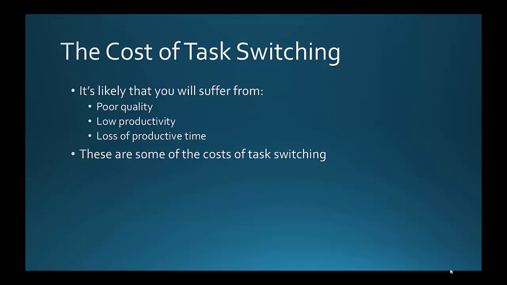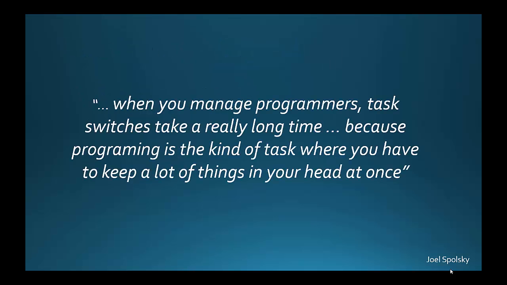And these are the costs of a problem called task switching. Joel Spolsky, the respected blogger on software, wrote about the problem in 2001. "When you manage programmers, task switches take a really long time because programming is the kind of task where you have to keep a lot of things in your head at once."